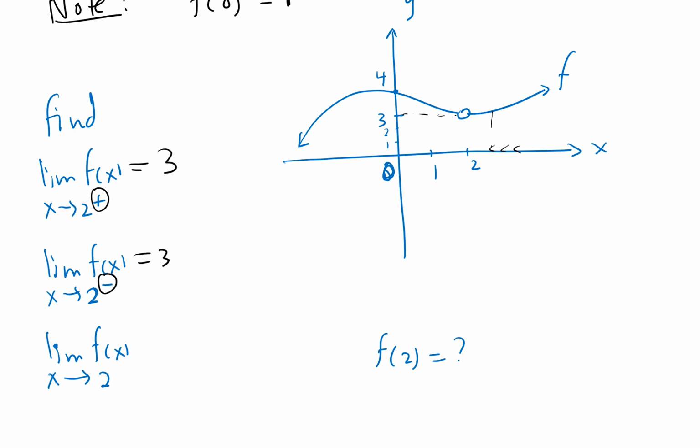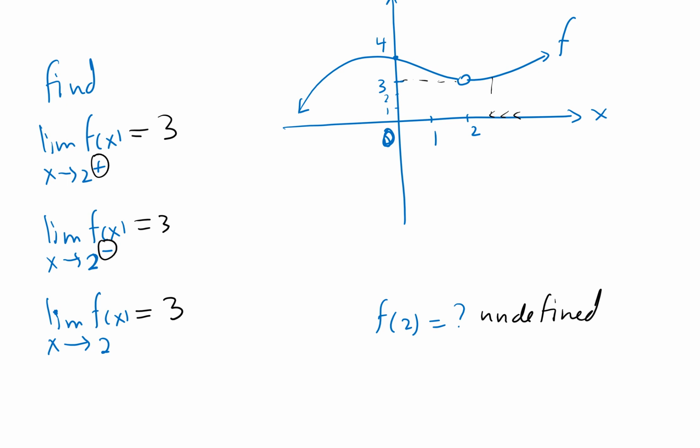So what does that mean? So the limit is 3. But what's the value at 2? It's undefined. That's why when one of you asked me, can I just substitute directly? No, you can't. And this shows you why. I hope that makes sense to all of you. Is that okay?